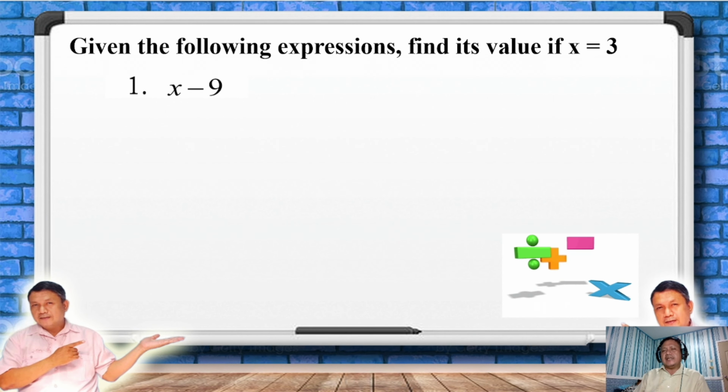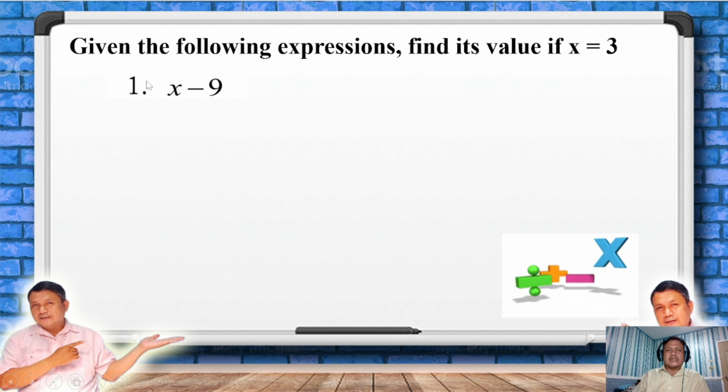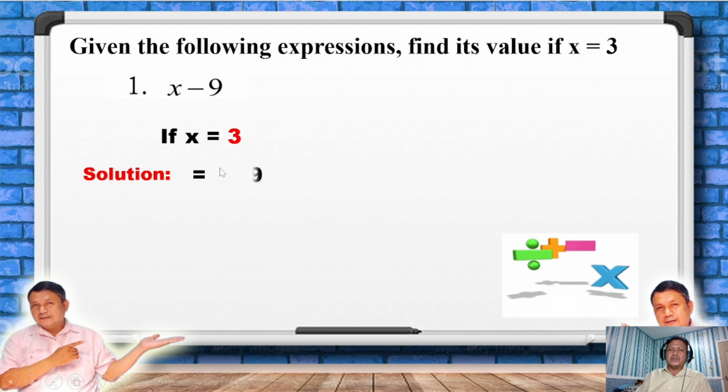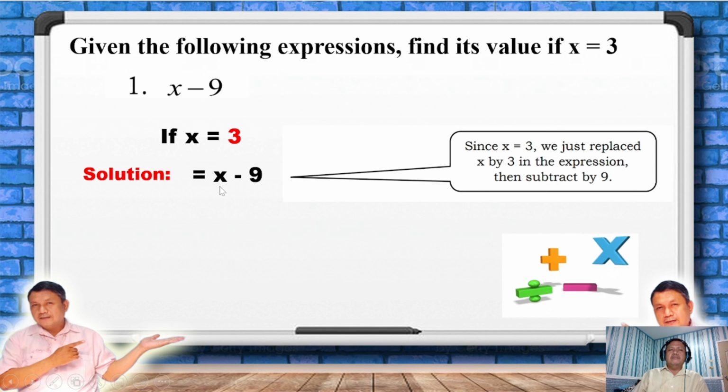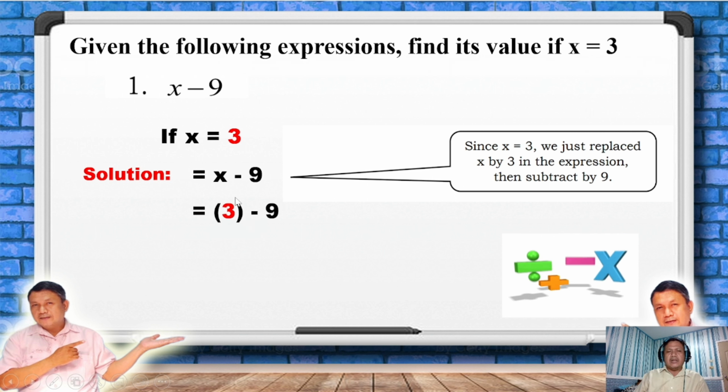Number 1 is x minus 9. We have to replace the value of x by 3. So we have here, if x is equal to 3, ito yung solution natin. This will become 3 minus 9. So since x is equal to 3, we just replace x by 3. So ito ang gagawin na natin. Ayan. You can include parentheses para alam mo na ito po yung ating nire-replace.